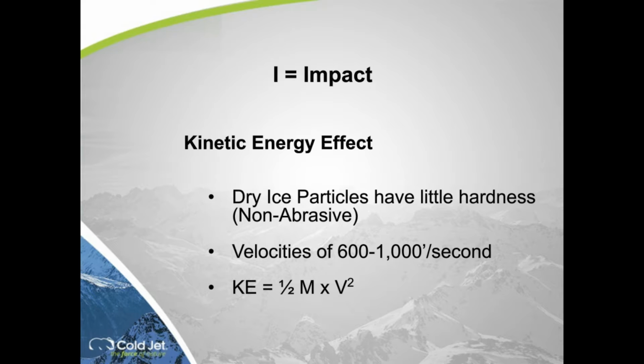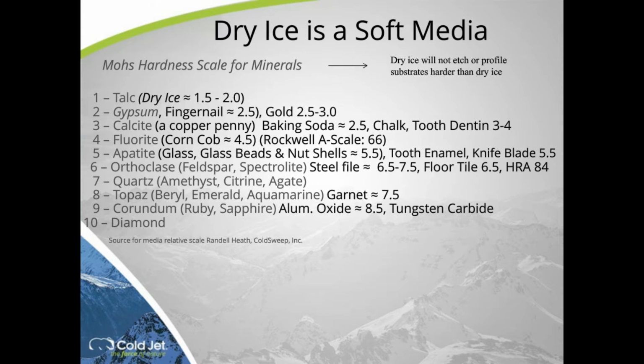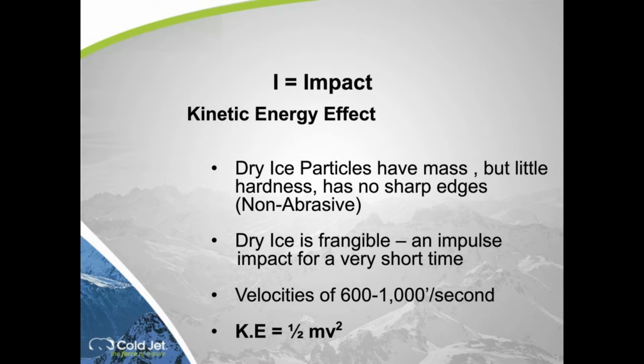Dry ice has very little hardness, so in order to get any work out of it, you've got to get it accelerated pretty quick. If you notice on the chart, this is the Mohs scale of natural substances known to man, talc being the softest, a diamond the hardest. Dry ice is right up there with the soft side. So to get work out of it, you've got to get it moving at about 600 to 1,000 feet per second. That will bring some kinetic energy. Kinetic energy being measured, 1/2 the mass times velocity squared. Good to keep that in the back of your mind.